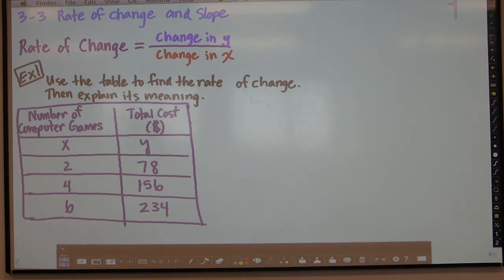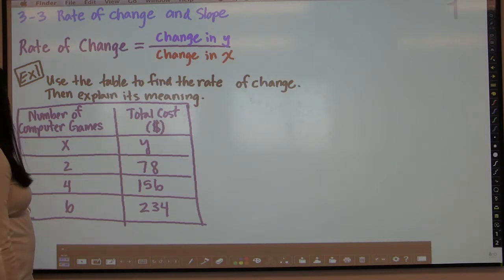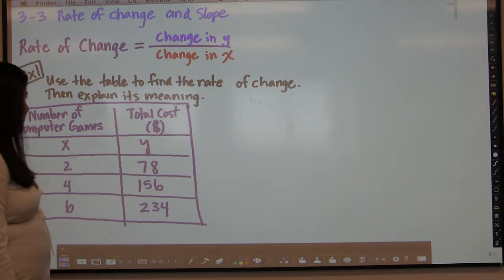This is Chapter 3, Section 3, Rate of Change and Slope. So in a nutshell, rate of change is basically equal to the change in y divided by the change in x. Alrighty, so we're going to start off with an example here. Example 1: use the table to find the rate of change, then explain its meaning.